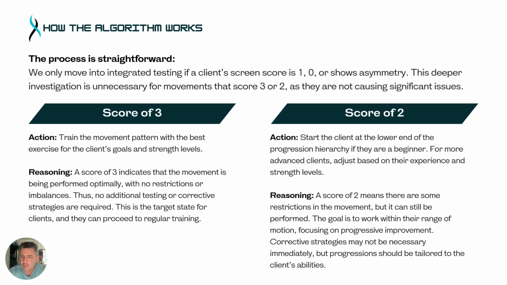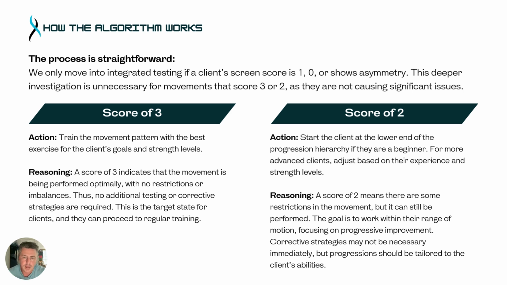Score of 2, if someone's a beginner, we start them at the lower end of the hierarchy because they've got further to climb. So we don't want to limit their climb straight away. If they're more advanced, we adjust based on their experience and strength level. So if someone's deadlifted 300 kilos and scores a 2, what I'm going to assume is they've got that tension as a result from deadlifting such heavy weight. They've got the capacity to do that movement despite the movement screens showing that.